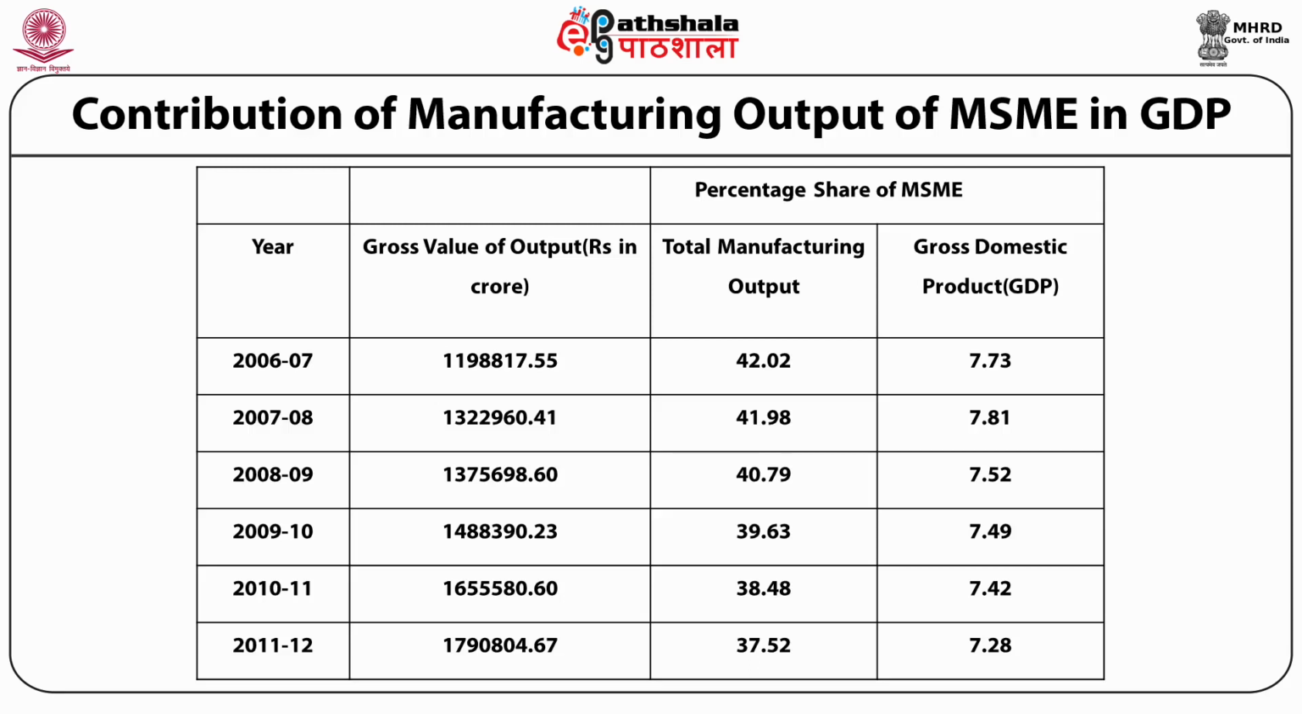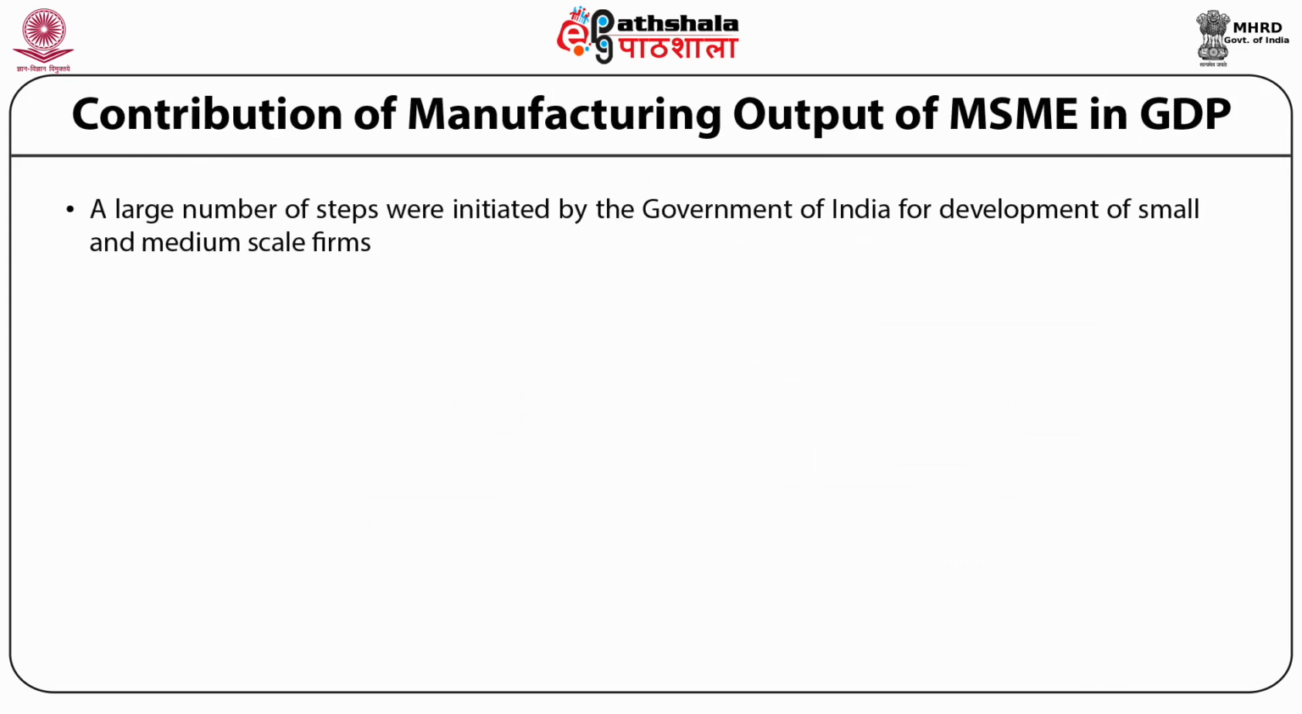The primary responsibility of promotion and development of MSMEs is of the state governments. However, the Government of India supplements the efforts of the state governments through various incentives. A large number of steps were initiated by the Government of India for the development of small and medium scale firms. NSIC, that is National Small Industries Corporation Limited, was set up in the year 1955 to provide machinery to small-scale units on hire purchase basis. Moreover, it also assisted small units in procuring orders from government departments.